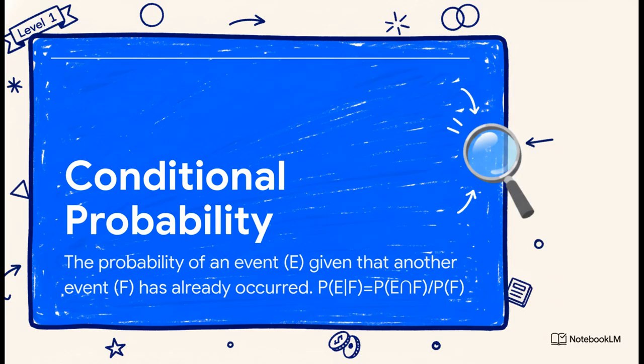This is your magic mantra for this level. That straight line, the pipe, it just means given. So the formula is simply the probability of both things happening together, divided by the probability of the thing we already know, the clue. Simple, right?